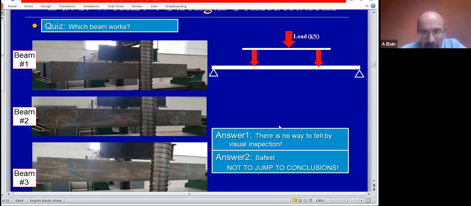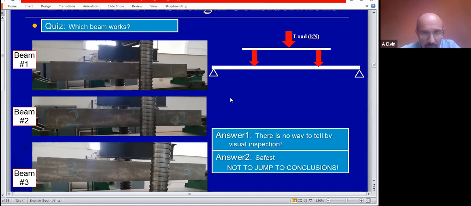So to answer the questions on the slide, there's no way to tell by visual inspection which one of these is going to fail or has failed. The safest is to say, we don't know, and we will not jump to any conclusions because we don't know. It turns out that all these beams are uncracked. So the people saying that this looks like it has failed at the bottom, that is not correct. All these beams are pristine in the sense of they were cast, demolded, and placed into the loading rig. Here you see them, and we will show you a few slides that will record the performance under load. So we do not know whether these have failed or will fail.